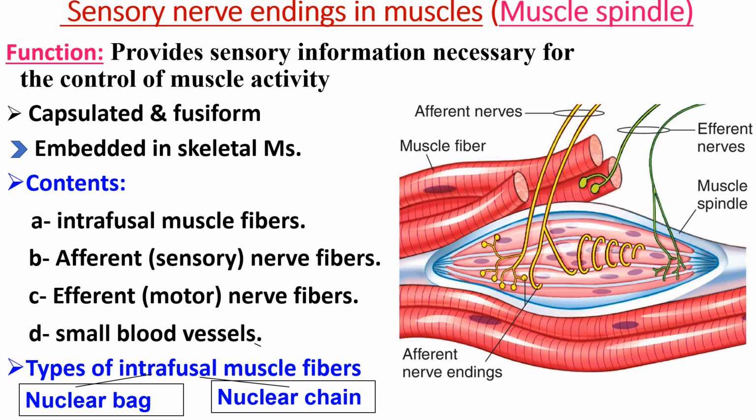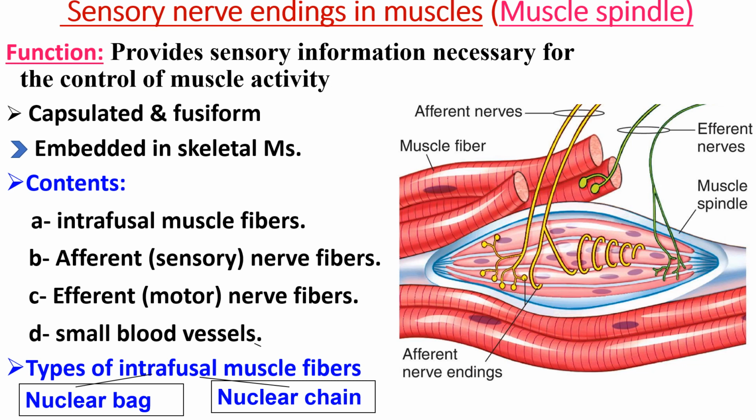The last type of nerve ending is in muscle. The first four types were sensory in connective tissue. This is a sensory ending in muscle. It is called the muscle spindle. It is spindle shaped. Remember smooth muscle cells, we said they are spindle shaped, meaning fusiform.